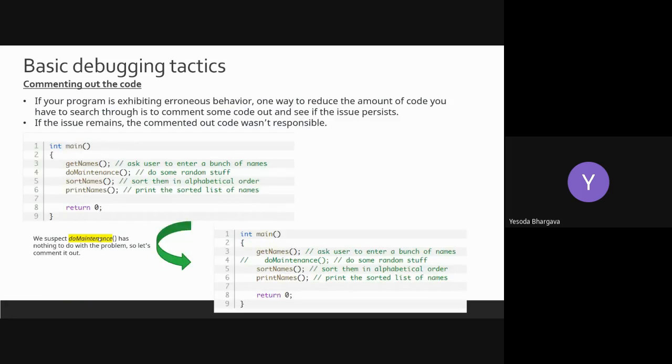In this particular example, suppose this function is coded out. The user felt that get names, sort names, and print names seem to be functions that were closely related to the sorting of the names. So this person wanted to observe whether commenting out this do maintenance function really replicated the problem or not. What happens if the problem persists even after commenting out this particular code, what does this mean?